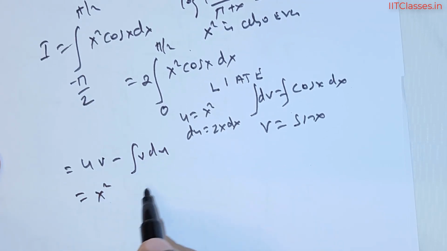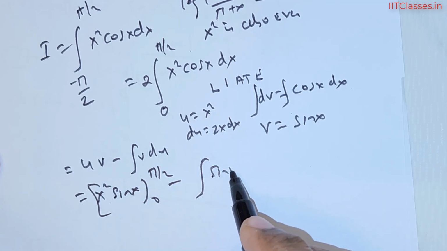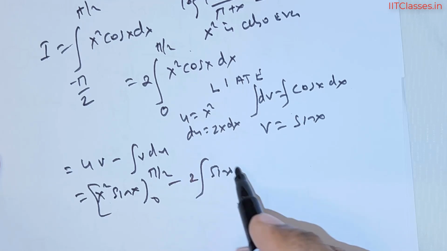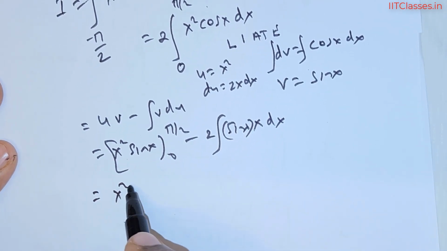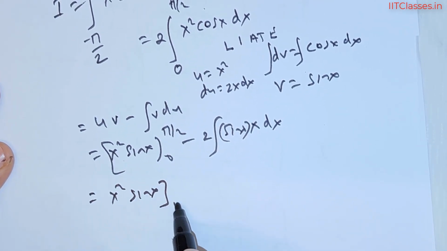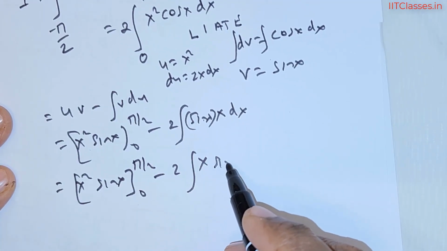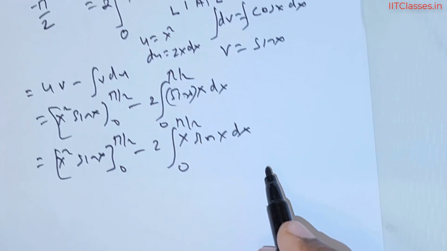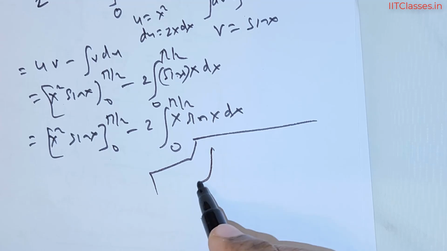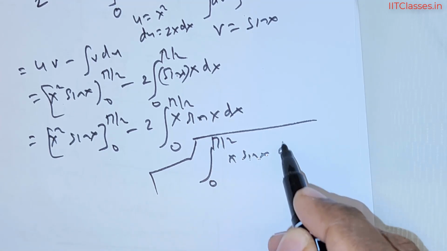So my u is x squared, my v is sin x, with limits 0 to pi over 2, minus the integral of v, which is sin x, times du, which is 2x dx. Now this can be rewritten as x squared times sin x with limits 0 to pi over 2, minus 2 times the integral from 0 to pi over 2 of x times sin x dx. Now let me consider the integral from 0 to pi over 2 of x times sin x dx.